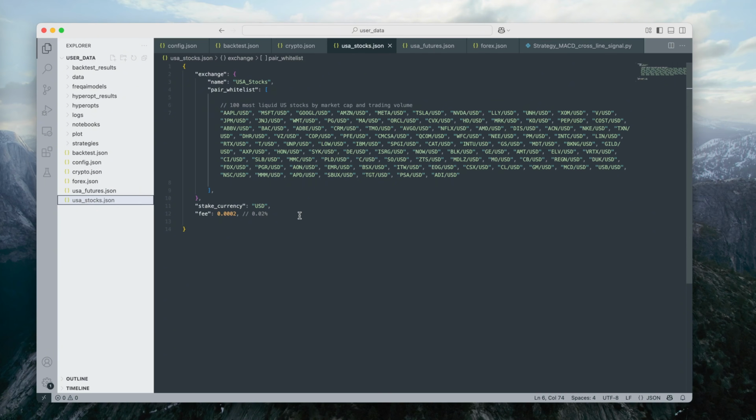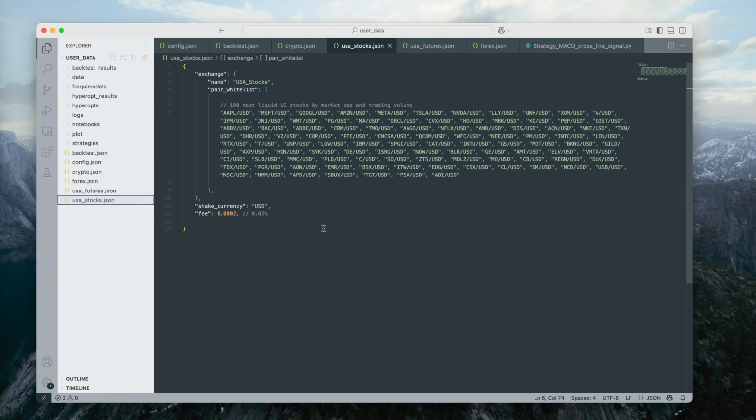Next, I will show the stock markets. I set this fee value. I don't know what's the best; ChatGPT just recommended that I set this fee in my case. By the way, where do I get all this data?